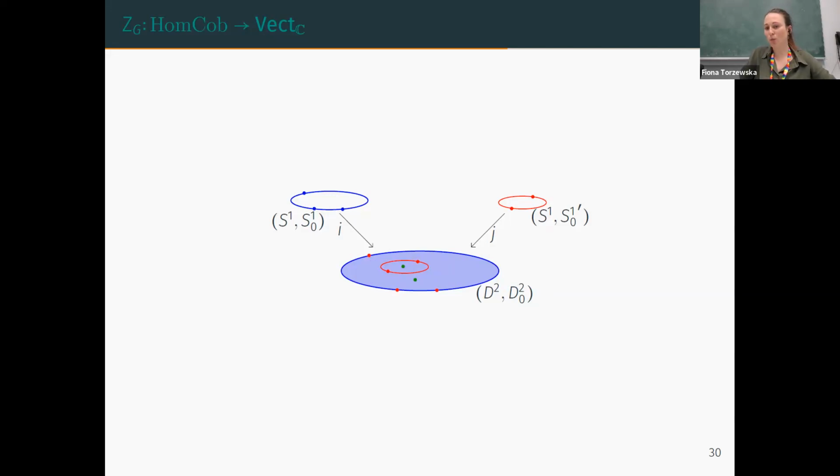Then we're allowed, if we want, to add extra base points in other components of the disk, which are these green base points. But we're not allowed to add extra base points which intersect the image of I or J. So we're not allowed to add extra base points on this blue boundary or on this red circle, which didn't come from our original pairs.